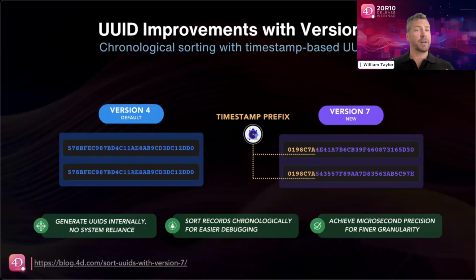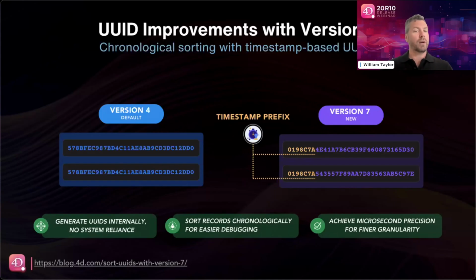Up until now, 4D generated UUIDs using system functions, typically version 4. And these, as you may know, are completely random, which is great for uniqueness. But it's not great if you care about sorting or tracking when something was created. Now with 20R10, that changes. UUIDs are now generated internally, and you can now opt for version 7, which includes a timestamp prefix. That means your UUIDs are no longer just random, they're also chronologically sortable, with the randomness that's needed in the UUID. Why does that matter?